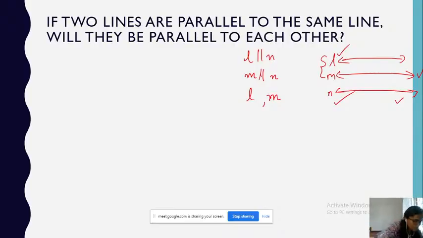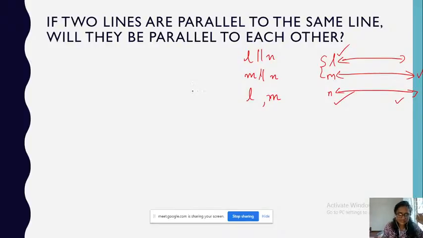Okay, so I got two answers. Okay, let's check. Will they be parallel? Pavan, what do you think? Will they be parallel? You can give your answers through the chat box also. Yes or no? Will they be parallel or will they be intersecting? Yeah, Vasanta, what do you think? Yeah, I'm getting answers. Yeah, parallel. Panindra is also saying parallel.